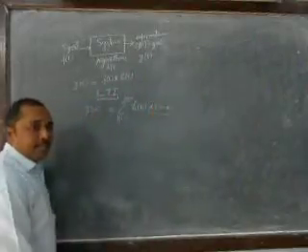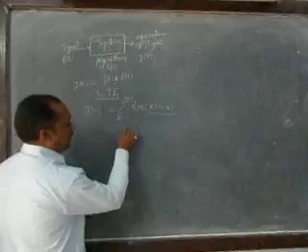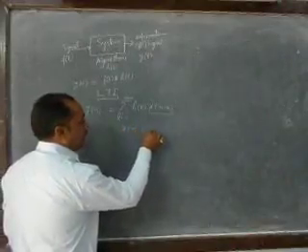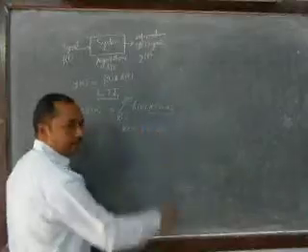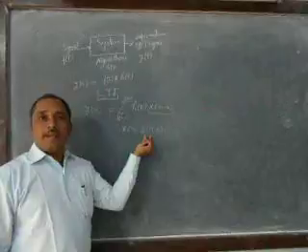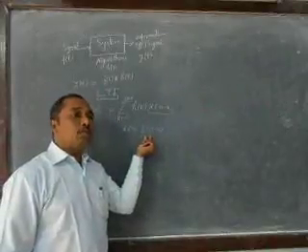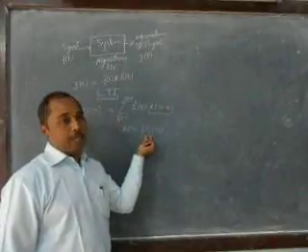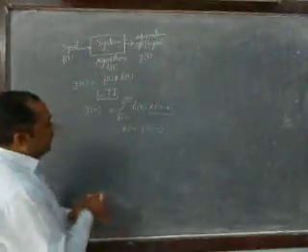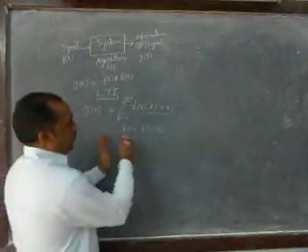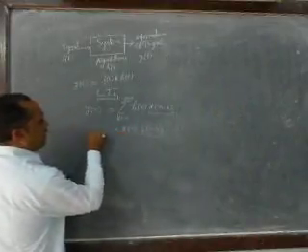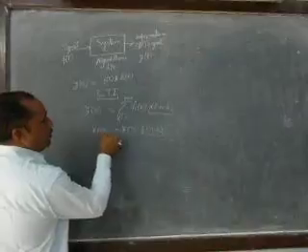What is x[n-k]? It is nothing but x[n] multiplied by δ[n-k]. And what is δ[n-k]? It will exist only when n is equal to k, otherwise it will be 0. Right? So we are getting the response x[n-k], which is x[n] multiplied by δ[n-k].